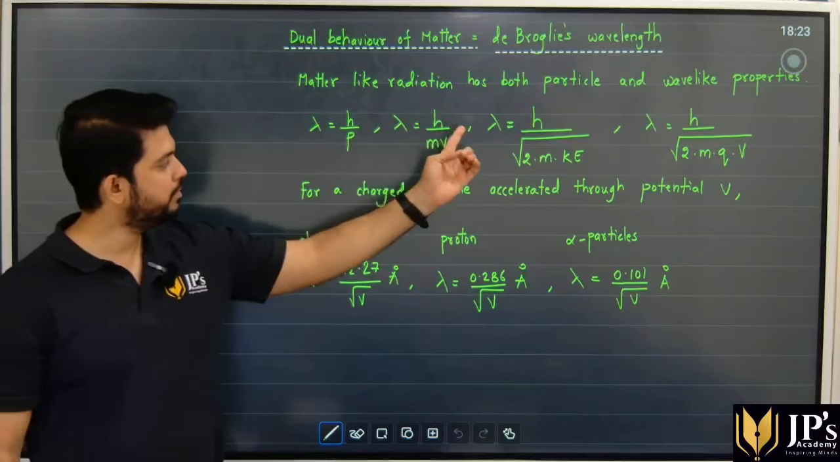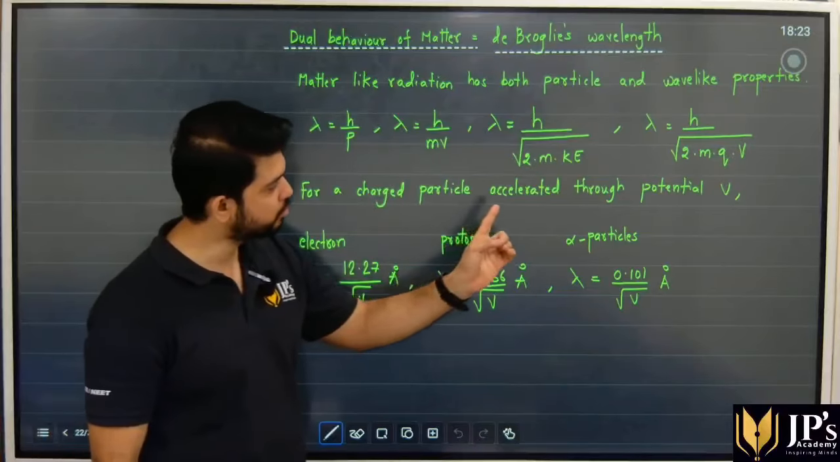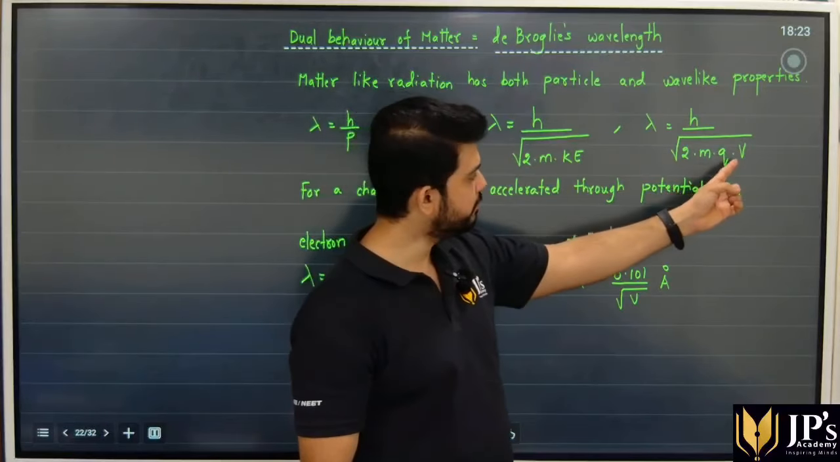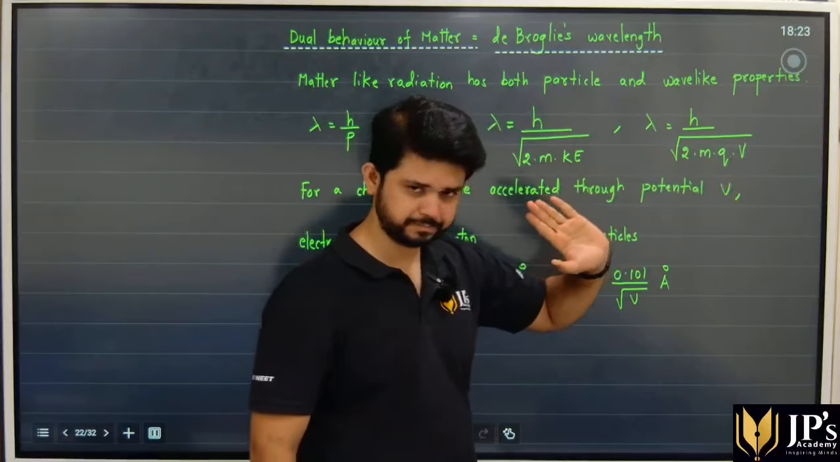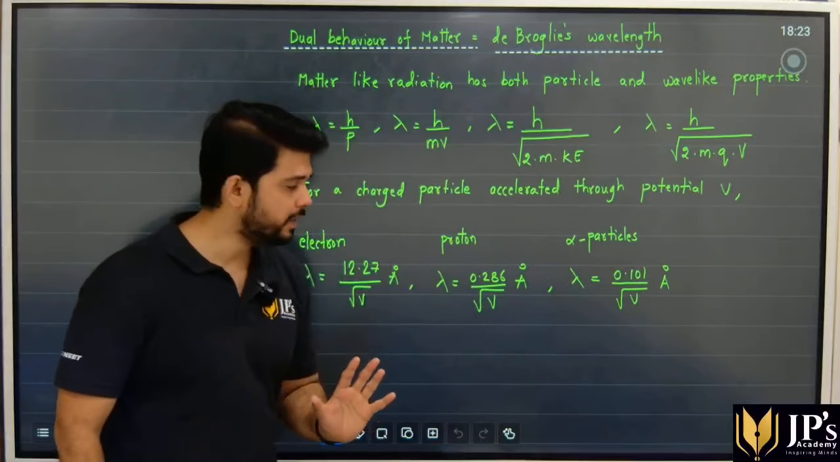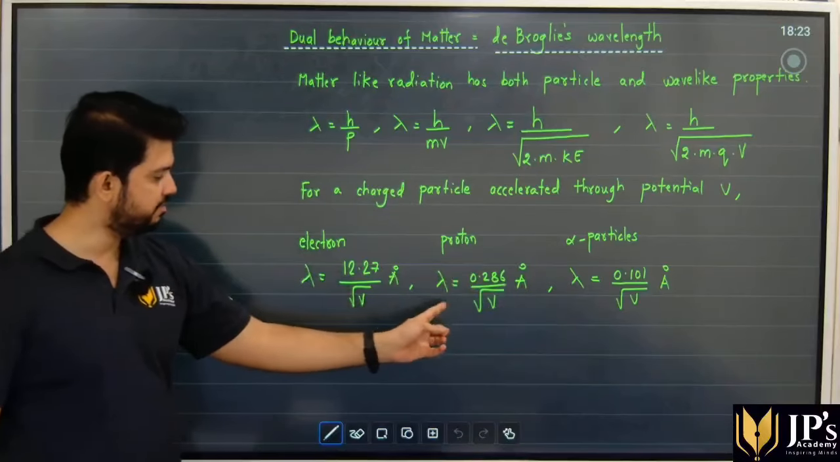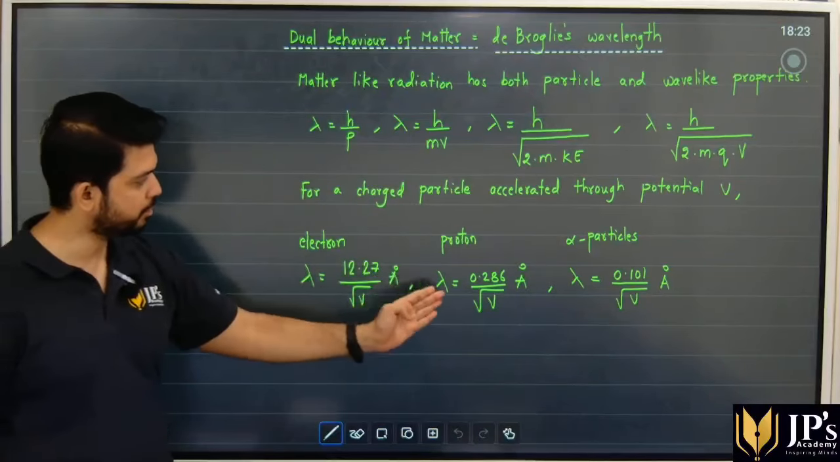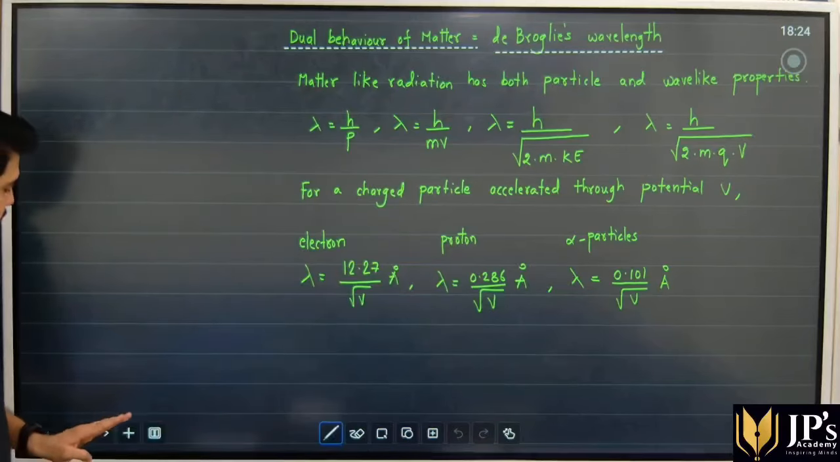The same formula for de Broglie's wavelength in terms of kinetic energy, and the same formula students, for when a particle is accelerated through a potential difference of V. Depending upon which particle, I have written subsequent formulas students. This is the wavelength for electron, for proton, and for alpha particle. V is the potential difference which was applied.